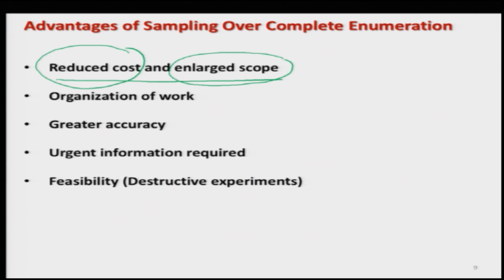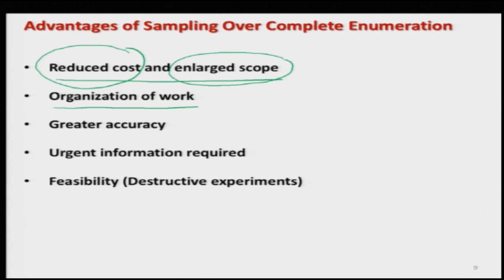Okay, the next point is organization of work. When we conduct a sample survey, we have to collect data on only a smaller number of sampling units, and when we go for the complete enumeration, we have to collect the data on a large number of units. So, obviously, when you have to collect the data on a smaller number of units, organizing such a sample survey is easier.